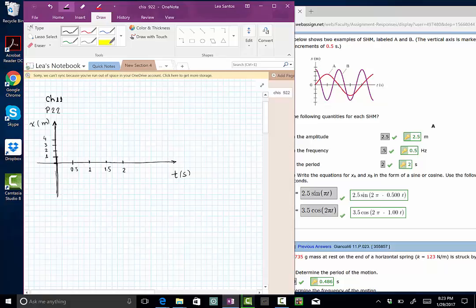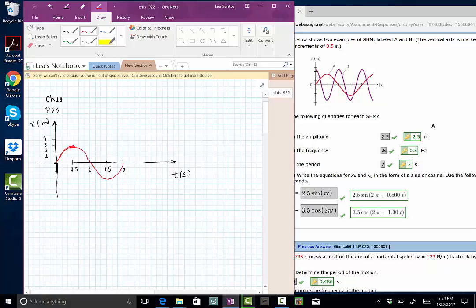Okay, so let me start with curve A. Curve A goes like this. It starts at 0, then it goes up at time 0.5. It goes very close to something like here, between 2 and 3. Okay, my figure is not so good. Between 2 and 3 here. Then at 1, it's back to 0. At 1.5, it will be again between 2 and 3 on the negative side, and at 2, it's 0.